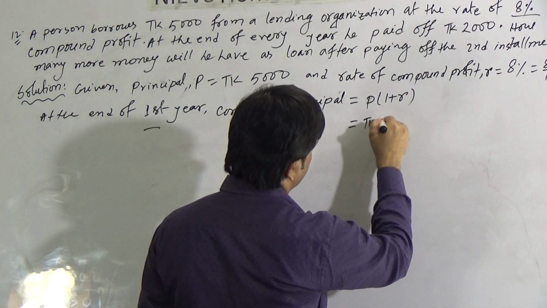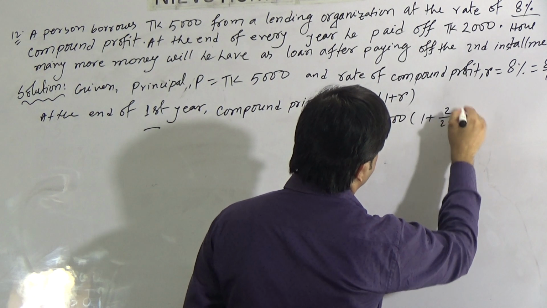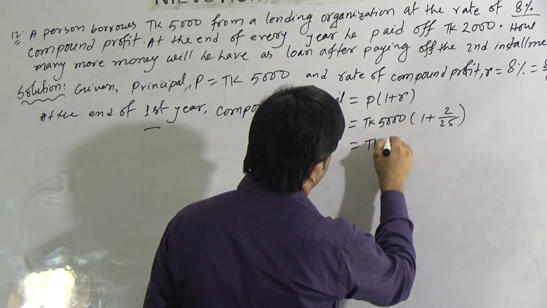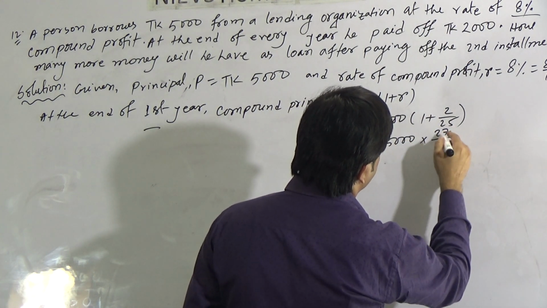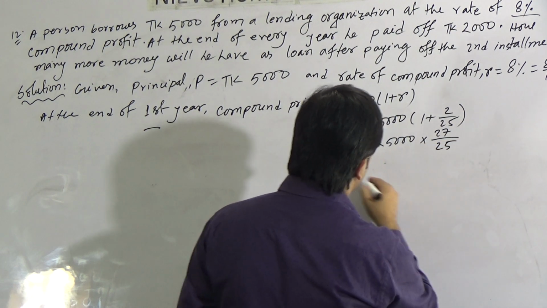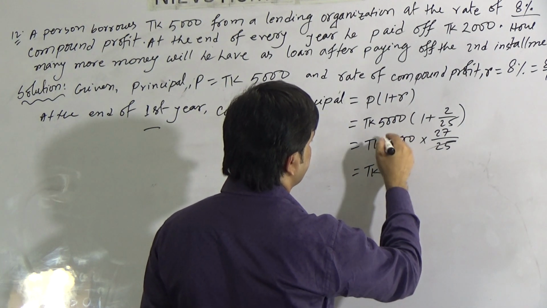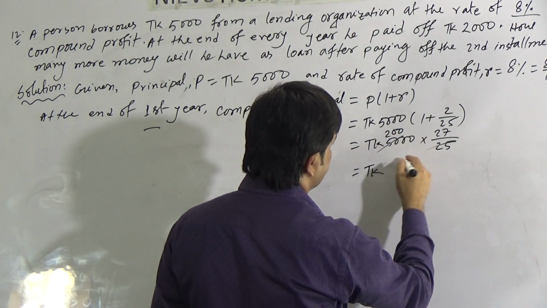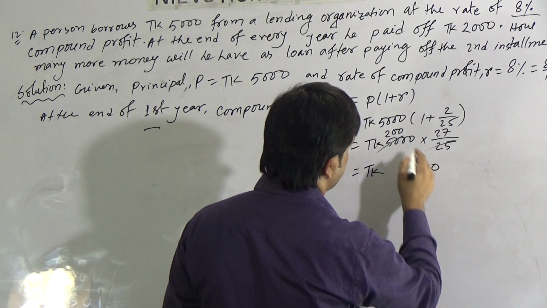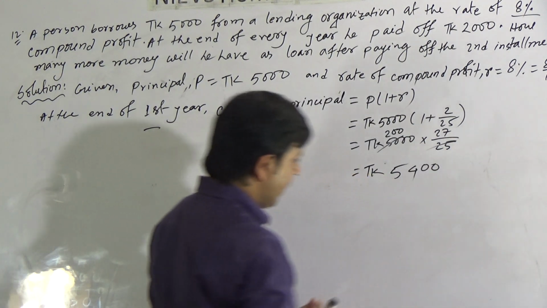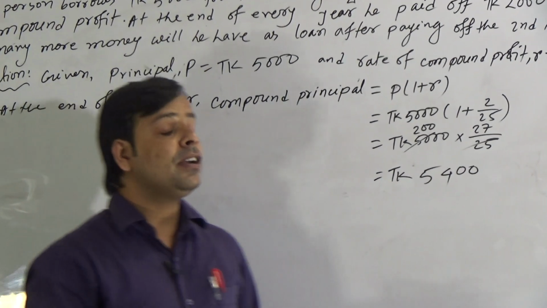Value of P is taka 5,000, 1 plus R means 27 by 25. So we can write here taka 5,000 into 27 by 25. Now if we cut by 25, what will we get here? We will get 200, multiply now. 7 times 0, 7 times 2 is 14, 1 carry, 2 times 7 is 14 and 1 is 15. So 5,400 is the compound principal at the end of first year.